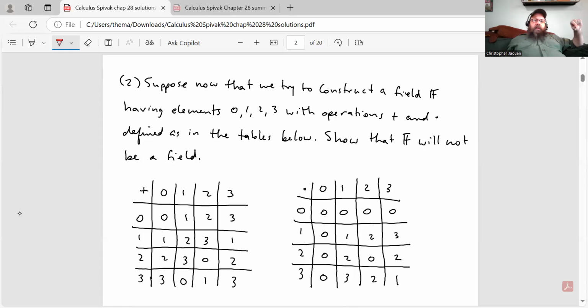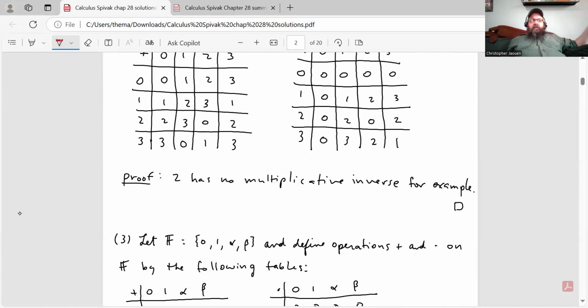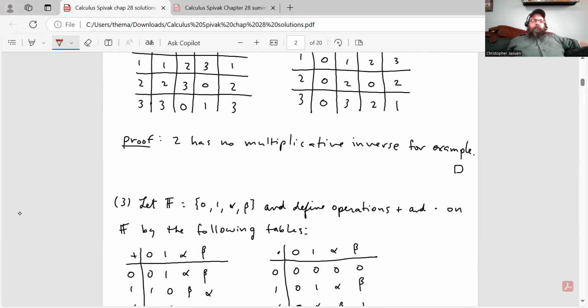Actually, this one is a lot simpler because you just have to show that at least one of the axioms is not satisfied. And this one is just a one-line proof. So two, for example, if you look at the multiplication table, the element 2 has no multiplicative inverse. So that shows that this is not a field.